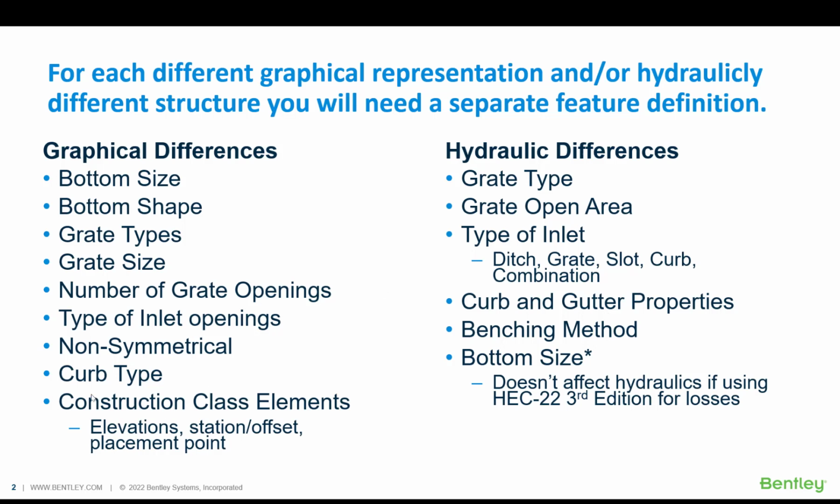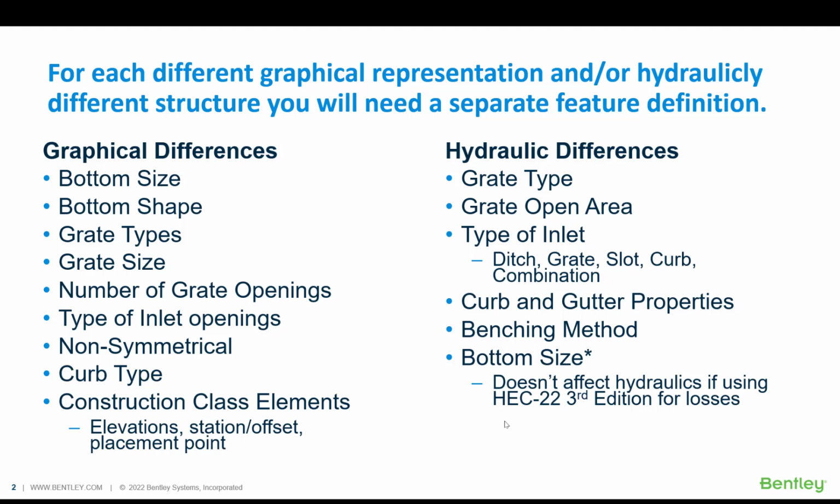Now, we could model the most common curb type, and then we could also pre-configure the most common curb and gutter inside of the prototype, and then per project the user could go in and change the curb and gutter type to whatever their project is using. And that would not sacrifice the hydraulic differences. It would just add an additional step on the user end. Some additional hydraulic differences to consider is the benching method that is used for each of the bottom structures, as well as the bottom size.